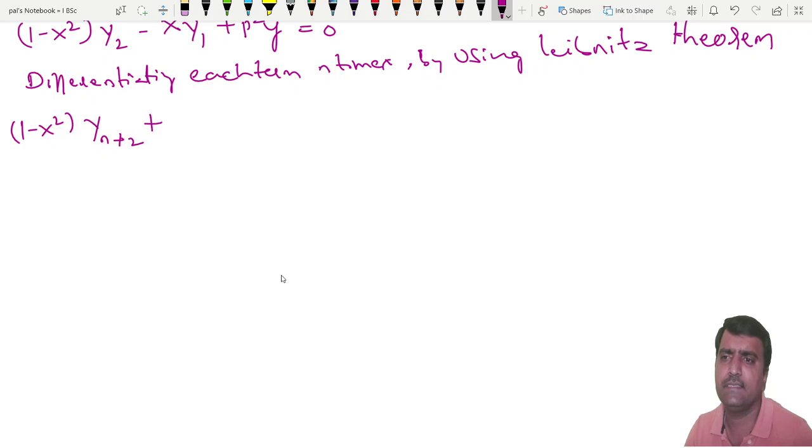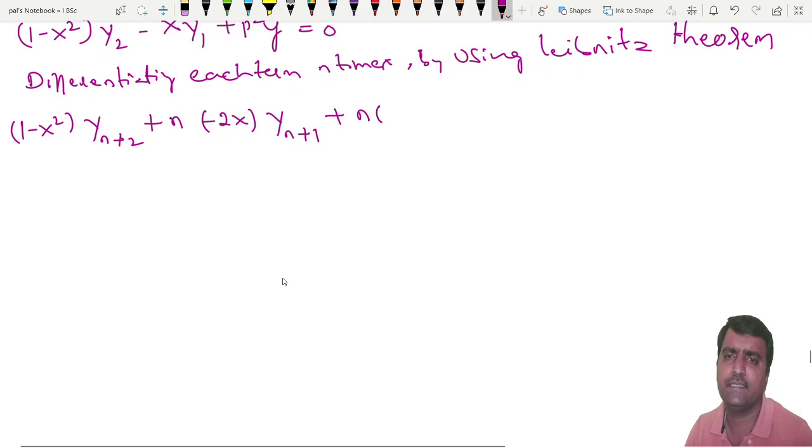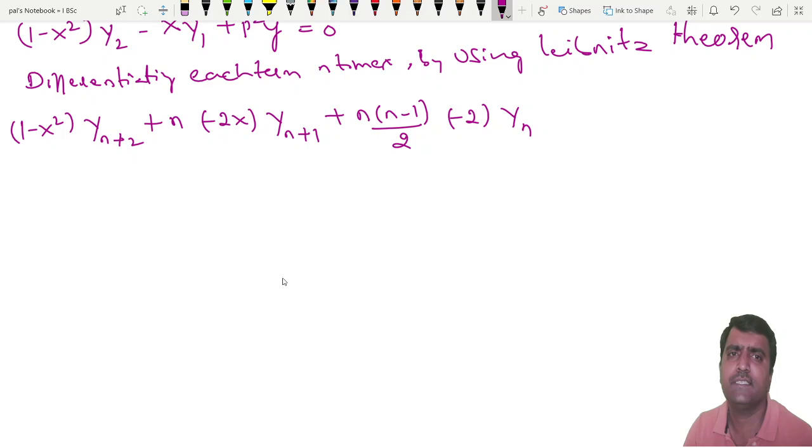So plus, next step, nC1 comes. nC1 means n. Differentiate 1 minus x square, that is minus 2x, reduce the order by one, that is yn plus 1. Plus next step, nC2 means n into n minus 1 by 2. Differentiation of minus 2x is minus 2, reduce the order by one, so then it is yn. When you get a constant, you stop the process, so the nth differentiation of that function is over.